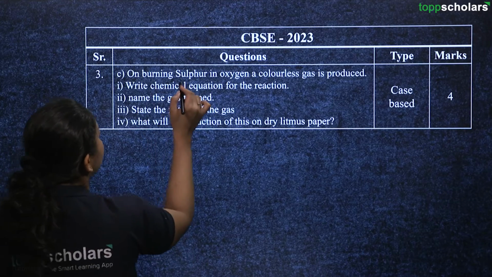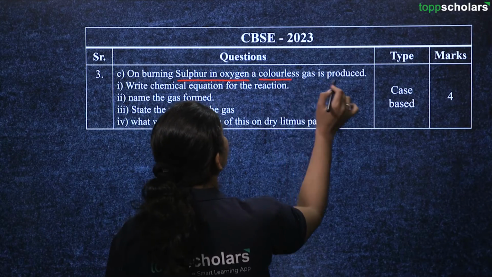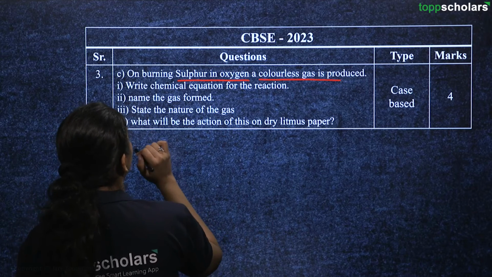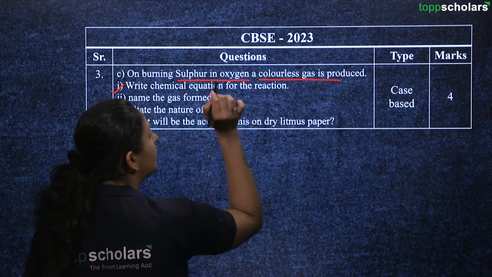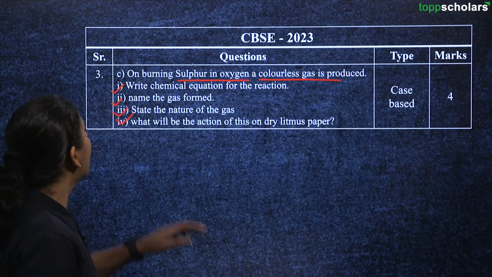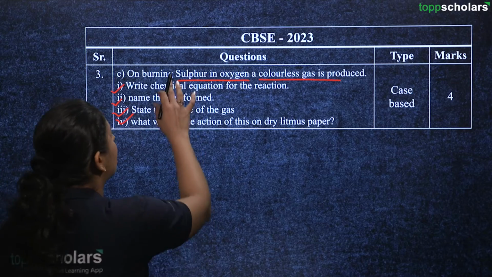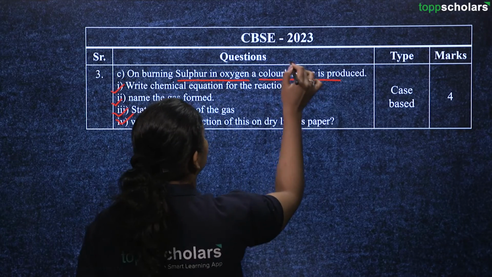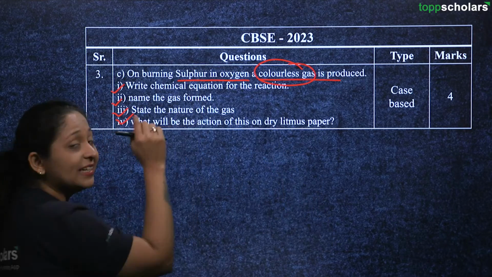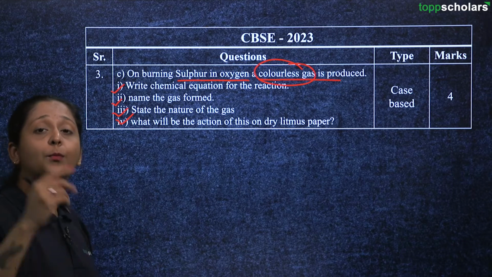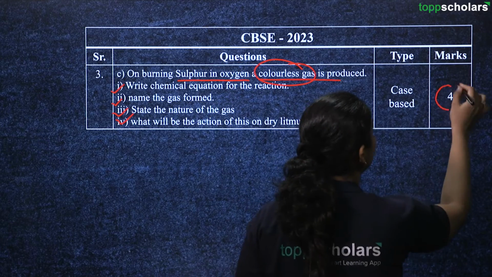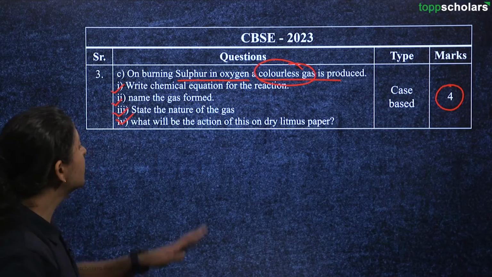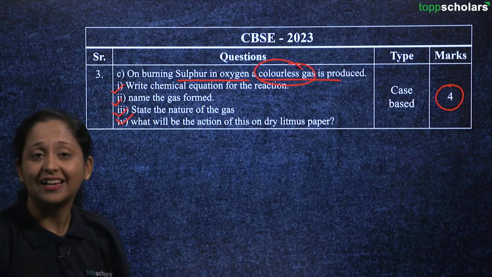other question here. The other question that we have: on burning sulfur in oxygen, a colorless gas is produced. Write the chemical equation for the reaction, name the gas formed, state the nature of the gas, and what will be the action of this on dry litmus paper. So you have to just do one reaction, that is sulfur and oxygen, and a colorless gas is produced, and you have to write down the details or the properties of that gas which is produced. Even by writing single pointers, you will be able to get easy 4 marks because there are 4 different questions and the answering gets easier.